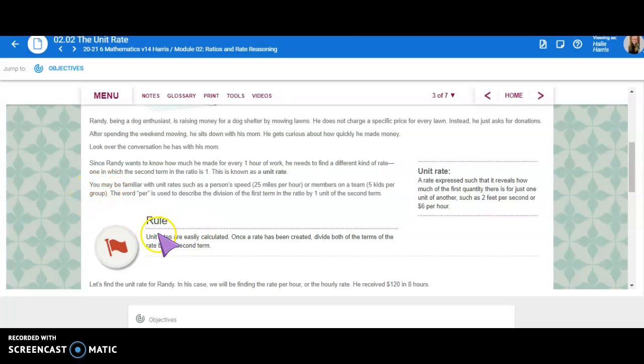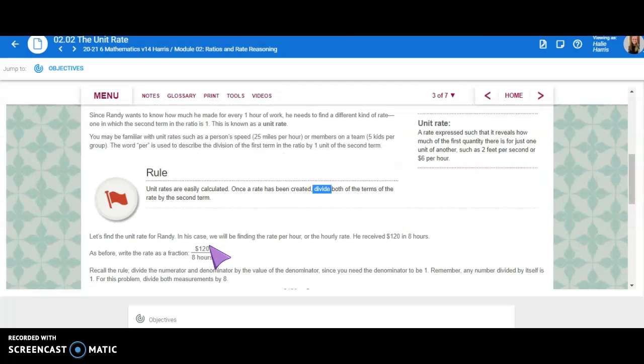All right, so a big rule that we need to remember here. Unit rates are easily calculated. Once a unit rate has been created, you will always divide both of the terms by the second term. So again, when you are making a unit rate, you are always dividing. Okay, not adding, not subtracting, not multiplying, but you're always dividing.